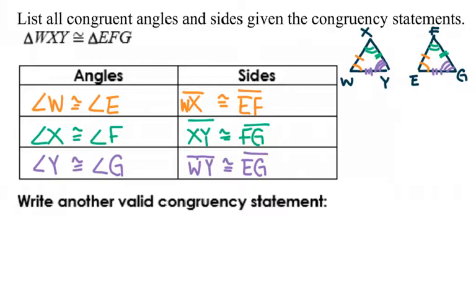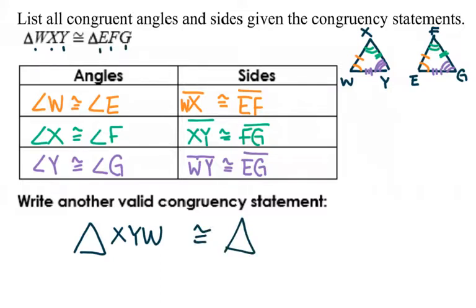So the last part is just to write another valid congruency statement. I'm just going to start with the second, third, and then first letter. So X, Y, and W. And as long as I do second, third, and first letter with the second one, then I'm good. So F, G, E. If you put a different congruency statement, as long as the corresponding parts are congruent to each other, it's the exact same thing.